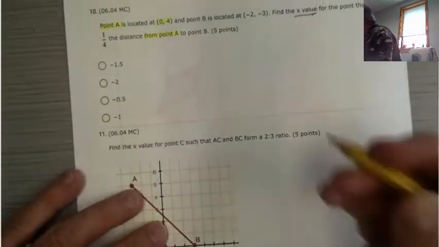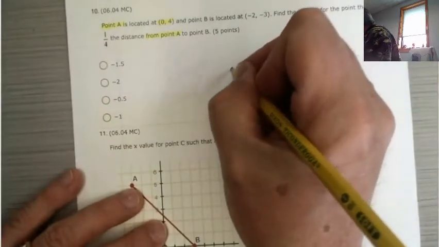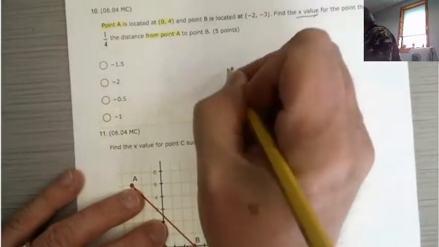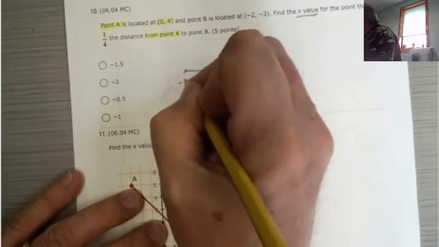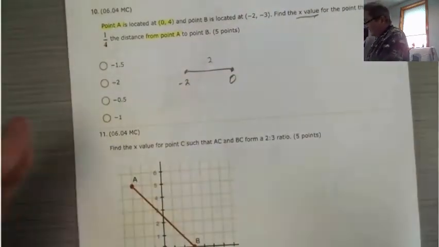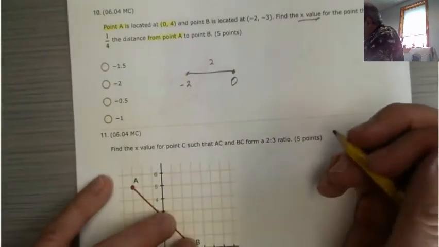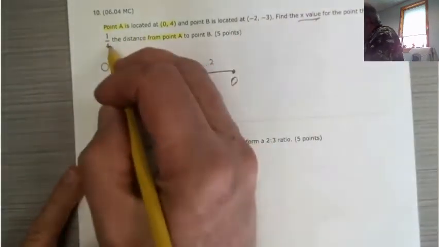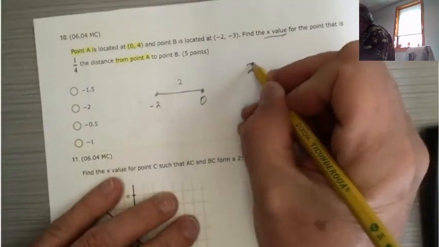And so it starts at 0, and it goes to negative 2. So it's going this way, negative 2. So we know that's a distance of 2, right? It goes from 0 to negative 2. It traveled 2, in the negative direction. And they want to know the point that's 1/4 of the distance. We're going to take 2 and multiply it by 1/4.